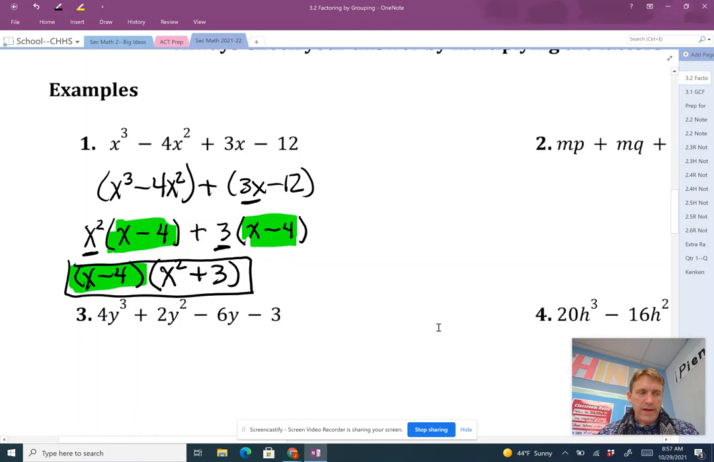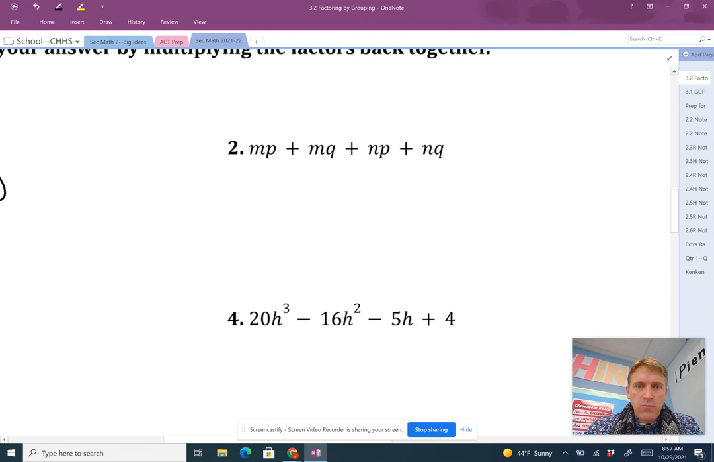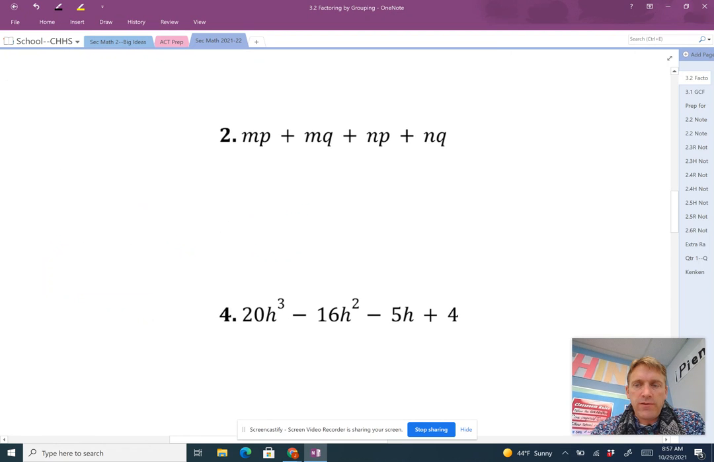Welcome back. Let's do number 2 here the same way. First thing we're going to check for is to see whether or not they have a greatest common factor. So MP, MQ, NP, and NQ, they don't all have M's, they don't all have P's, they don't all have Q's, and they don't all have N's. So there's no greatest common factor amongst all four, but we want to always check for that first.